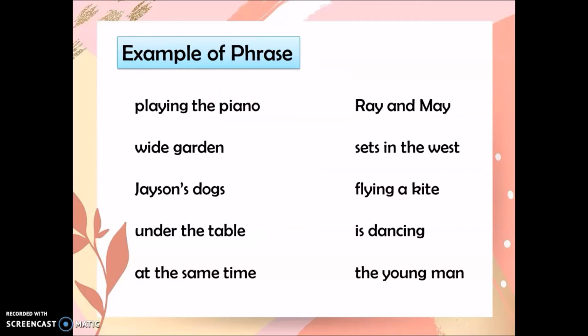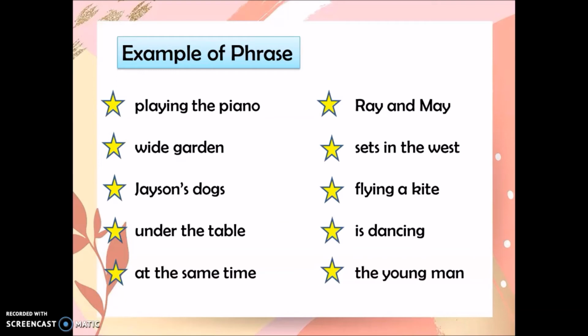Here are other examples of phrases. Playing the piano, wide garden, Jason's dogs, under the table, at the same time, Ray and May, sets in the west, flying a kite, is dancing, the young man. All of these are examples of phrases, meaning they don't have a complete idea or complete thought. It may be a subject or it may be a predicate.